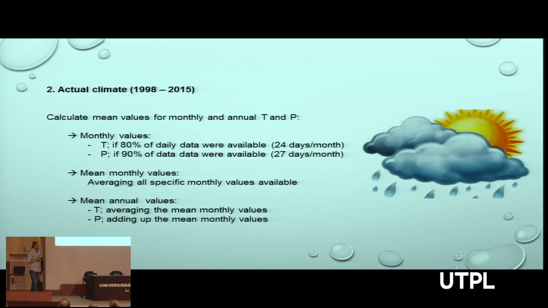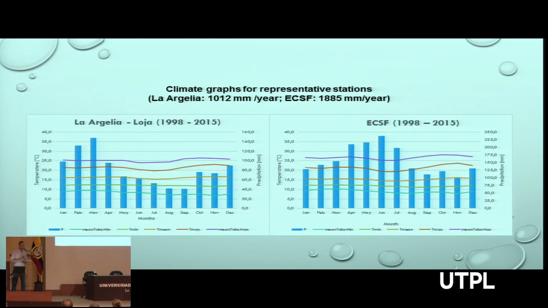Then we calculated mean monthly values for the whole period: all data from January were averaged to get the mean monthly values, and the mean monthly values then were used to calculate the mean annual values, averaging the temperature or summing up the precipitation. The result is this, only for 2 stations: Argelia, the representative station for the Highlands, and ECSF for the Amazon basin.